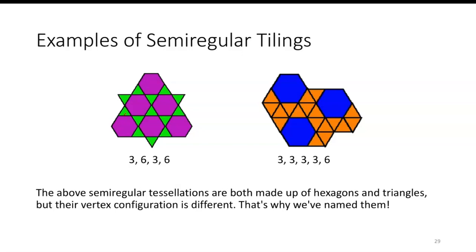If you go around the vertex on the one on the left, you can see that we touch a triangle, then a hexagon, then a triangle, then another hexagon. But the one on the right, we go through triangle, triangle, triangle, triangle, hexagon. So we're going through triangles and hexagons, but in different numbers. And that's why we've named these semiregular tilings. The one on the left is a 3636 semiregular tiling. The one on the right is a 33336 semiregular tiling.